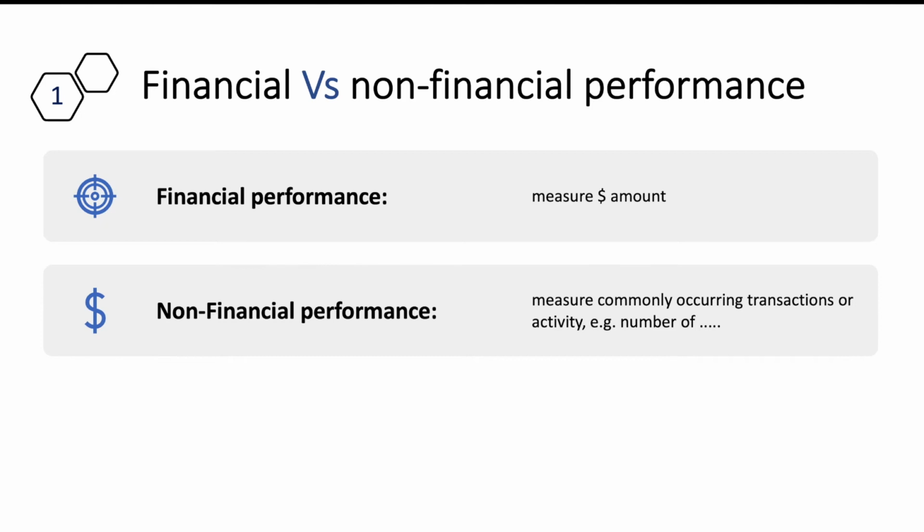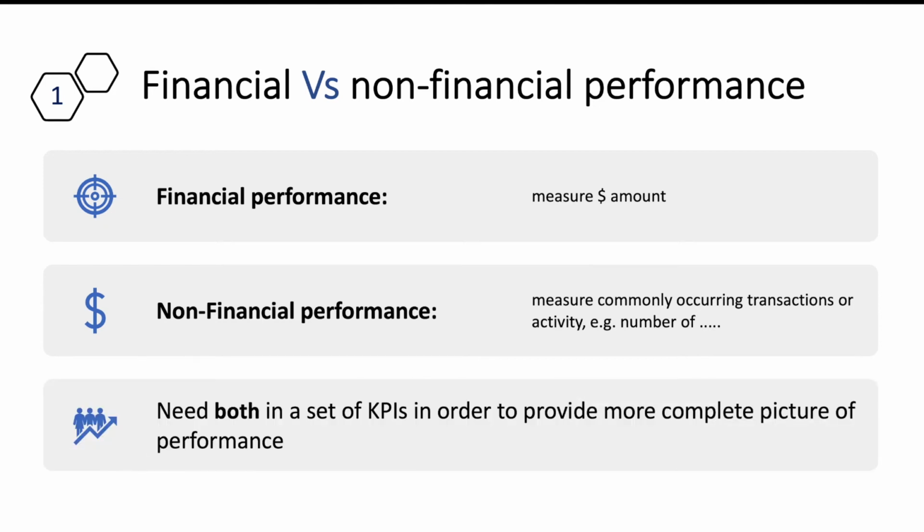Now, what is the best combination for that? We will be using both of them. We need both in a set of KPIs in order to provide a more complete picture of the performance. If we are building up KPIs in financial and non-financial performance, in that scenario we will make a combination of KPIs so that we can get a really good, complete picture.